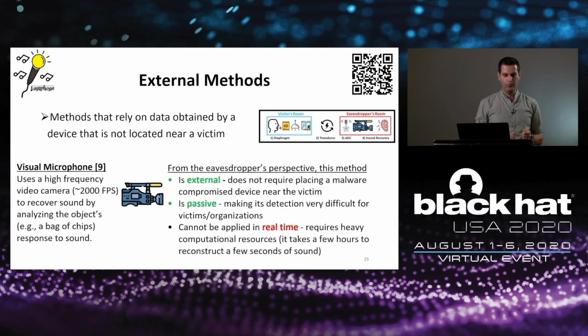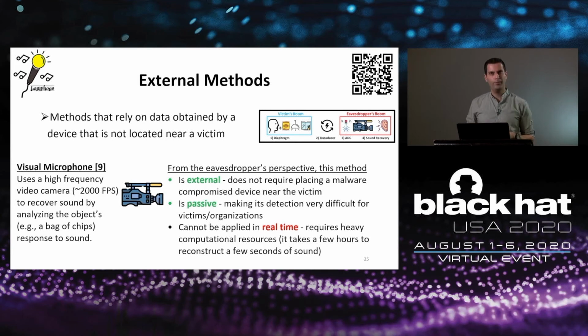Okay, now, the second method in the category of external methods is the visual microphone. The visual microphone was suggested 6 years ago by a group of scientists from MIT. They suggested the use of a high-frequency video camera, which is able to capture 2,000 frames per second, in order to recover sound by analyzing the object's response to sound. And they managed to show how a bag of chips can be used to achieve this goal, by recovering speech from analyzing the vibration of a bag of chips.